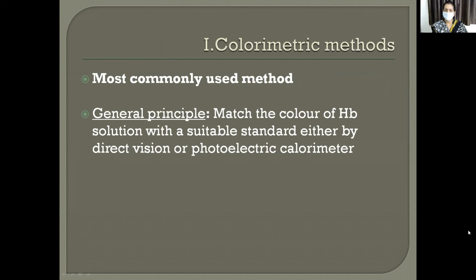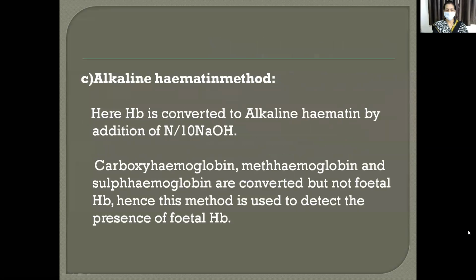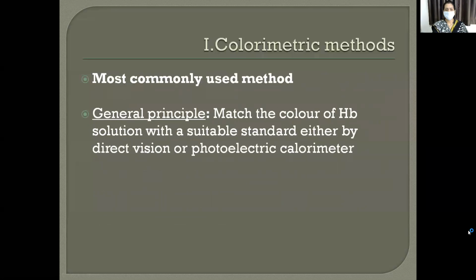So what do we do in the colorimetric method? We match the color of the Hb solution with a suitable standard, either by direct vision or a photoelectric colorimeter. So you make a solution from the hemoglobin of the patient's blood, and then you compare this color with the standard. So what are the types of these colorimetric methods? We have the Tallquist method, Sahli's acid hematin method, alkaline hematin method, Haldane method, and photoelectric cyanmethemoglobin method. So we have 5 methods.